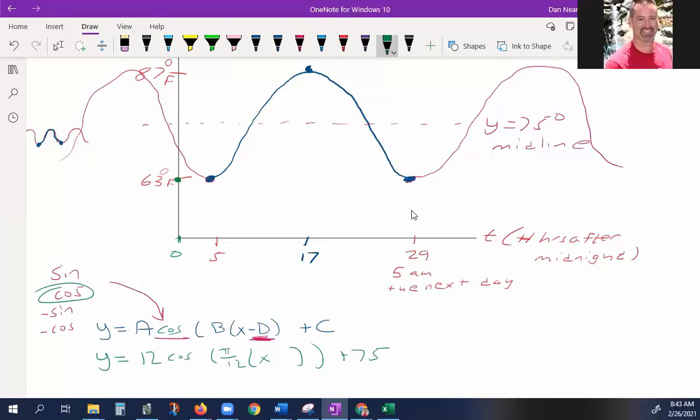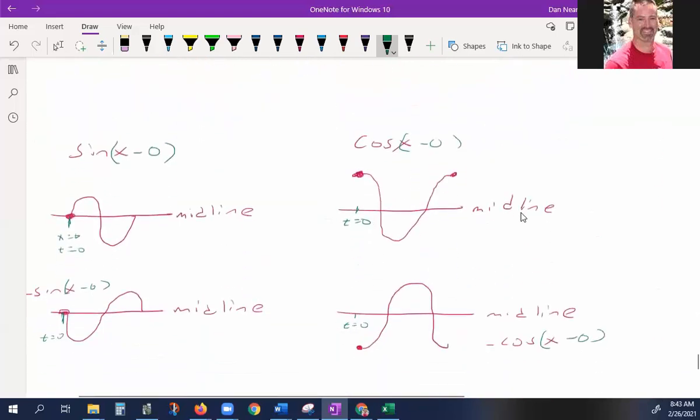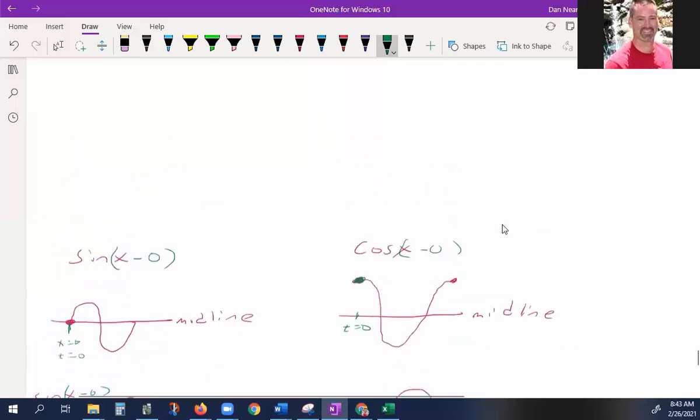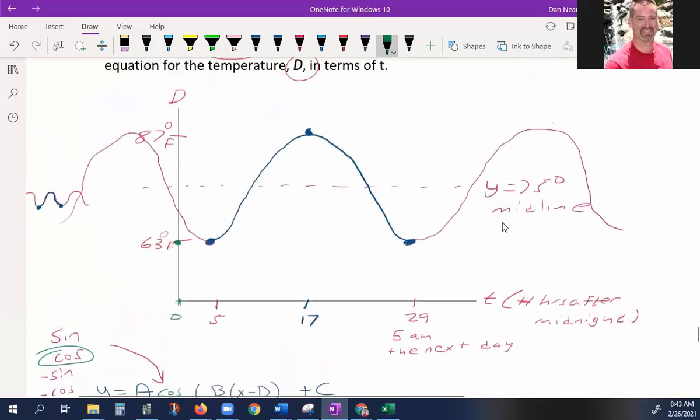So if you remember, if you're using cosine, cosine is the function that at time 0, or whatever your input variable is, whenever that's 0, without shifting left or right, the input variable being 0 is the place where you get your high point. So if you look at where our high point is now, the high point is at 17. So what happens is if you don't shift left to right and you use cosine, you're going to get your high point at t equals 0.